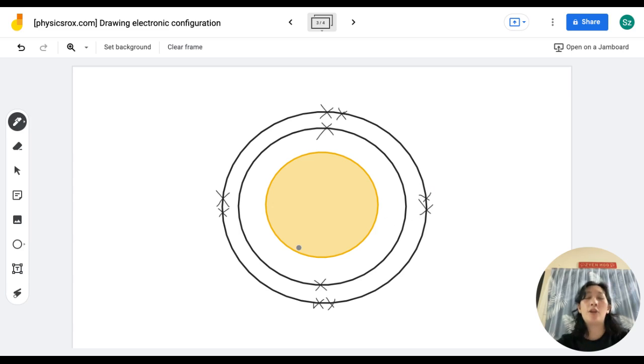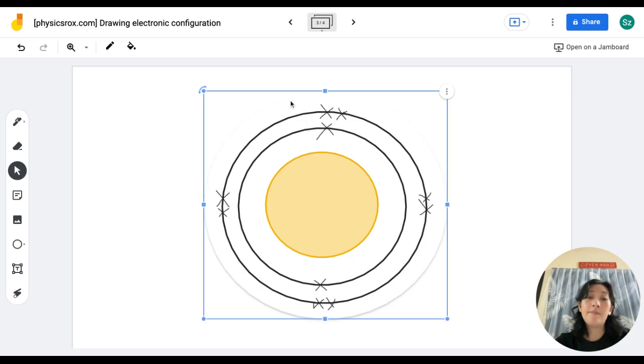So this is how you fill up the second shell. If you have an atom that has more than 10 electrons, let's say, for example, 15 electrons. You've got two in the first shell and eight in the second shell. That's a total of 10. There's five more to go, right? So that goes in the third shell.